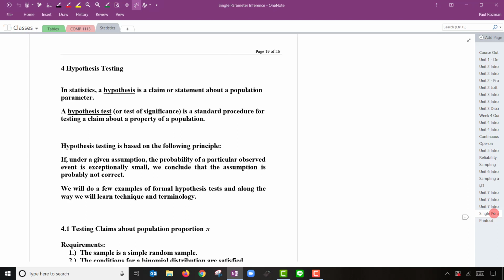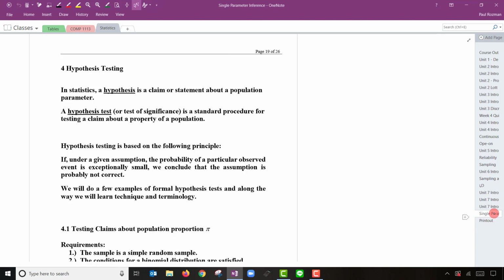And now we can test that claim by gathering some data and comparing that against the value that was claimed. Same with the mean. I could make a claim that the mean score on our midterm will be under 90%. And then I can gather some data and see if my sample results agree or disagree with this claim. So that's basically what hypothesis testing is all about.